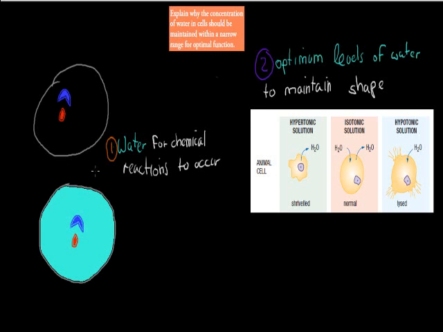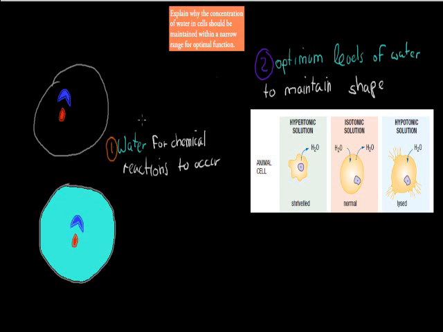Welcome to the summary video for the regulating substances chapter. This video will cover video number 1 to number 8, and the second video will cover number 9 to number 16. So I'm going to start with the first dot point, which was explain why the concentrations of water in cells should be maintained within a narrow range for optimal function.